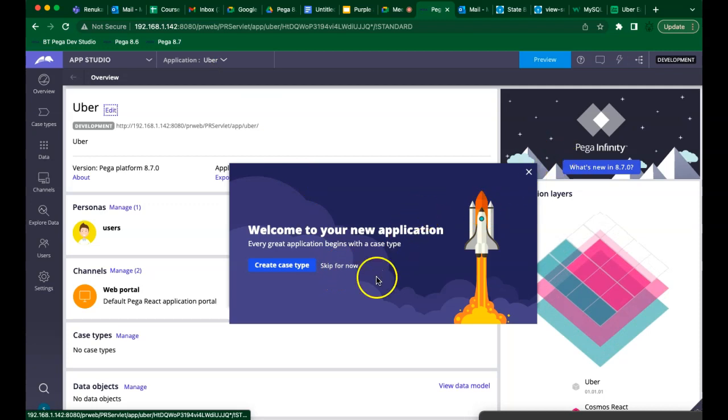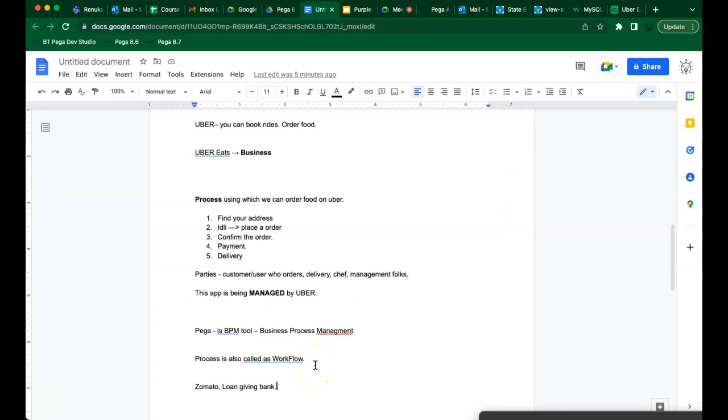Okay. So let's switch back. So what are we looking for? We want to order food and we want to know how exactly I can build something which makes sense, on those lines. So these are the steps which are involved in booking an order: find your address, place an order, confirm the order, payment, and delivery. Make sense?